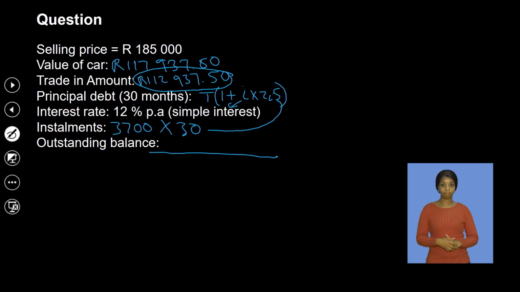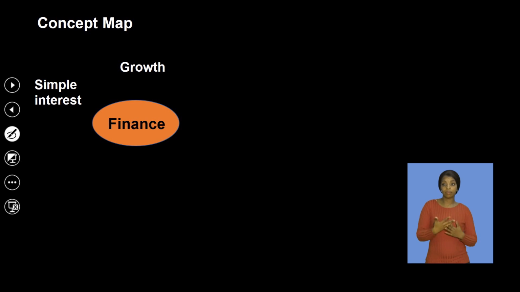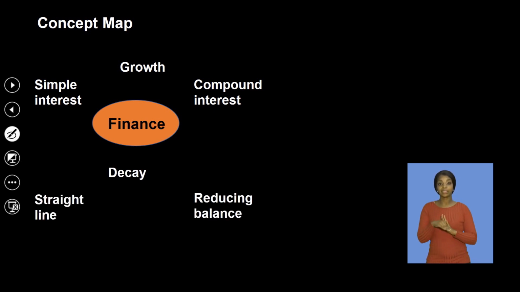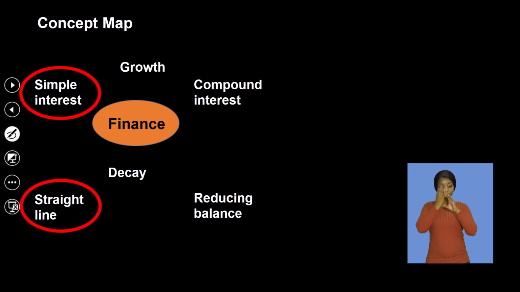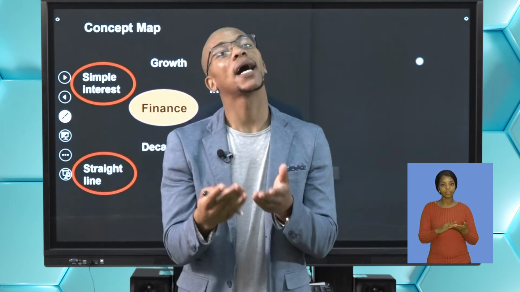All right, so let's look at the quick concept map of what we've looked at so far. We've looked at finance, which we said was growth, and then growth is simple and compound. And then we have our decay, which is straight line and reducing. But our main focus was on simple interest, and it was also on straight line depreciation. So guys, remember, straight line is the same as simple interest, but under depreciation, meaning when it is going down. So that's the main concept that we've looked at.